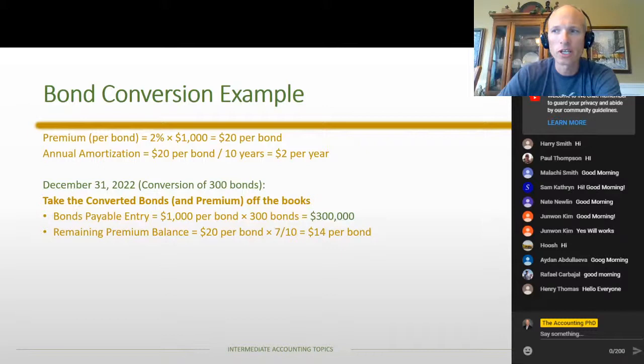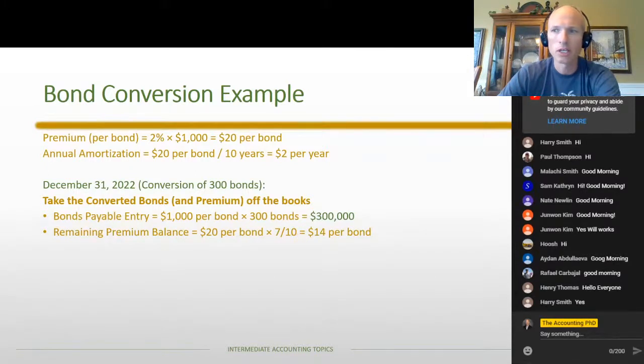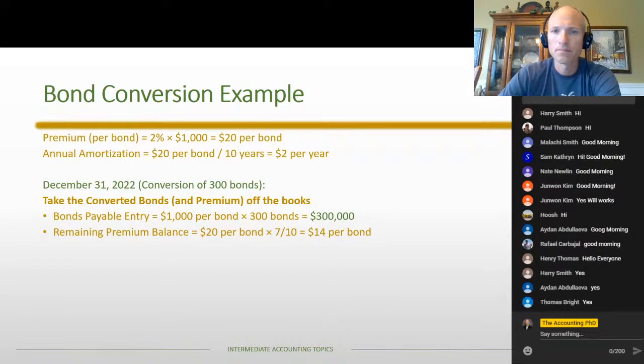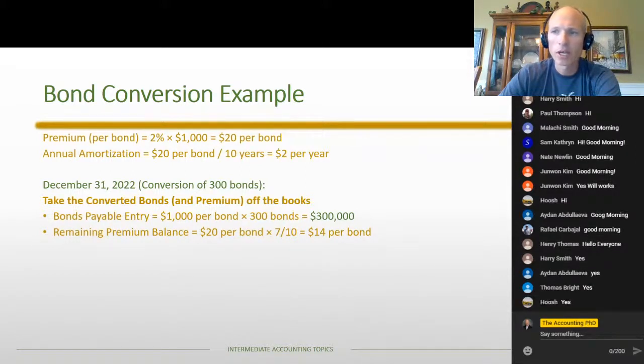Does everyone understand that? If you could give me a yes, or I don't know if we can do symbols in here, you can give me a thumbs up, whatever. Is everyone following where that $14 per bond balance comes from? Because that's usually, in this problem, the hardest part to understand. Good, Harry's got it. Aiden's got it. Thomas, good. And again, if you need me to re-explain it, just let me know. Ryan's there. It's good. Okay, good. Again, if you have any questions, just let me know.